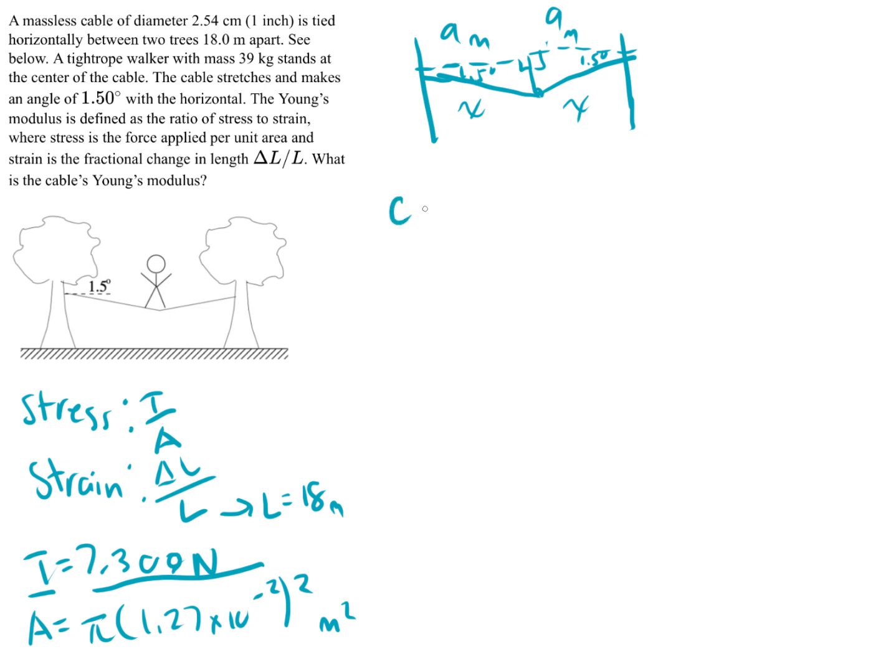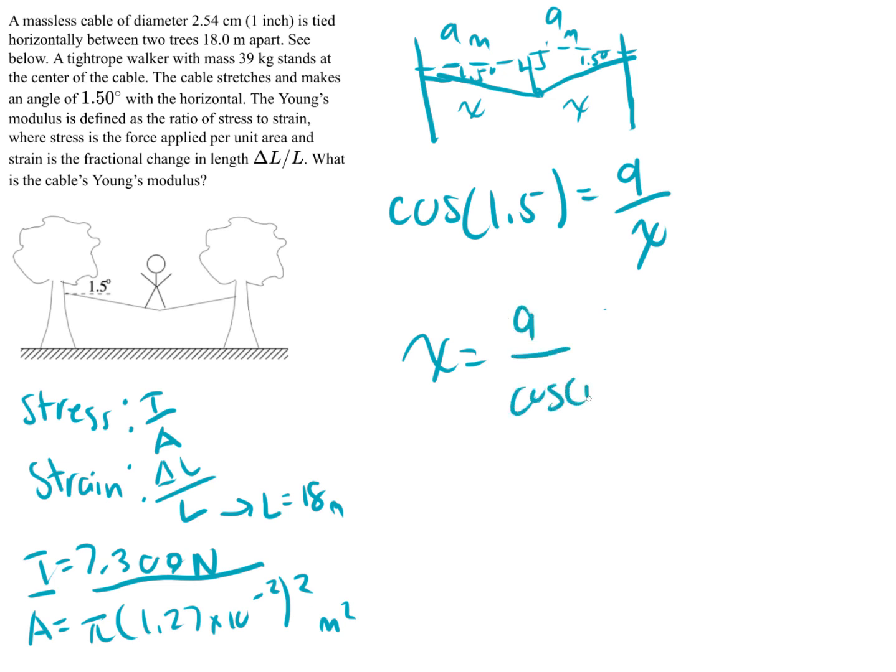So if you remember, you can say that the cosine of 1.5 is equal to the adjacent divided by the hypotenuse. So the hypotenuse is simply 9 divided by cosine of 1.5. And there's 2 of them, so we actually have to multiply it by 2. But we'll get to that in a moment.